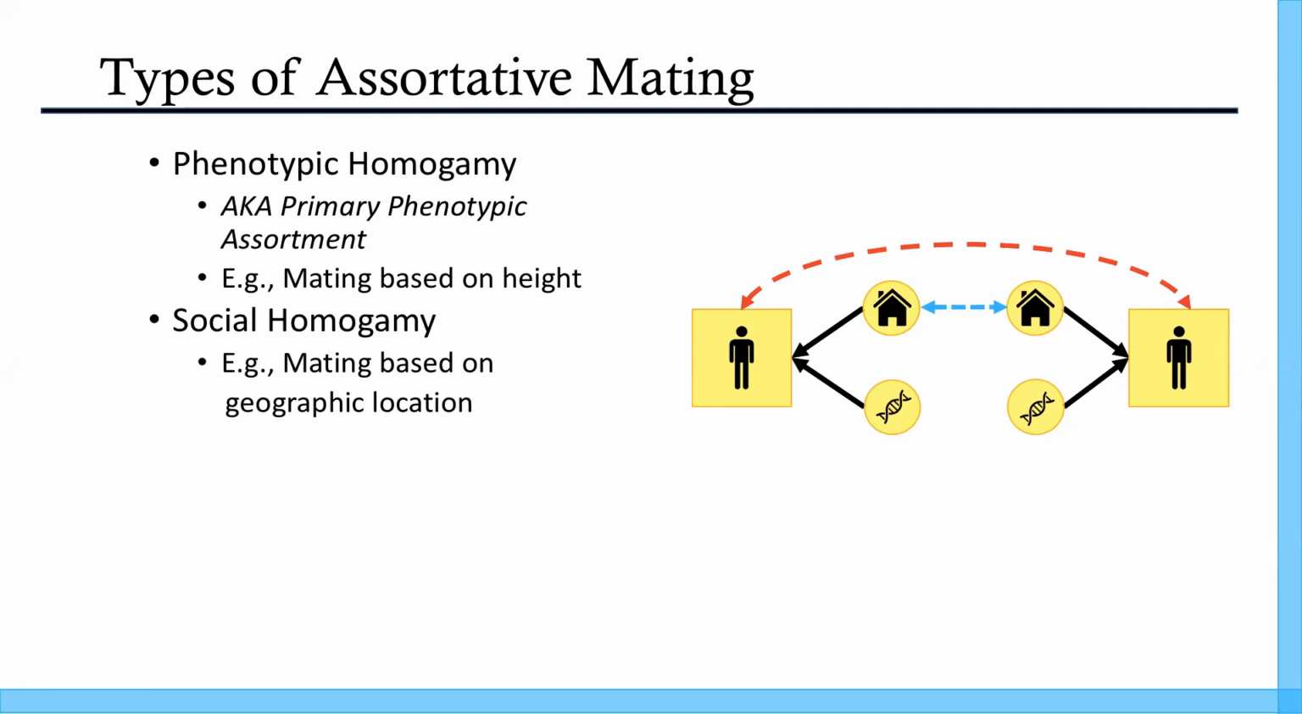that would be an example of social homogamy. And because these are non-heritable environmental factors, social homogamy does not impact genetic architecture, which is a really important distinction from phenotypic homogamy. It does, however, still impact phenotypic variance, so it still does need to be accounted for.